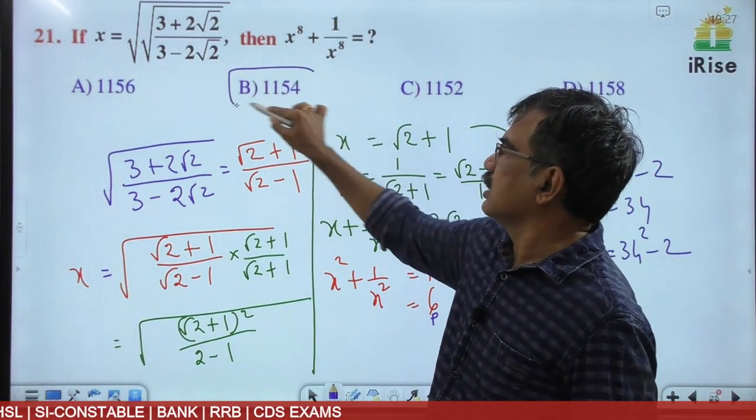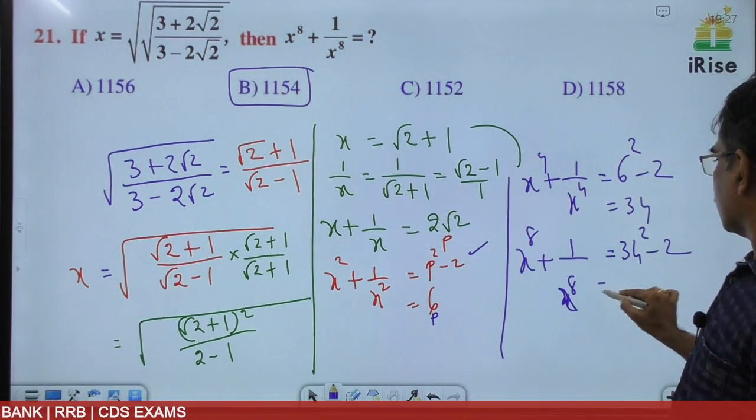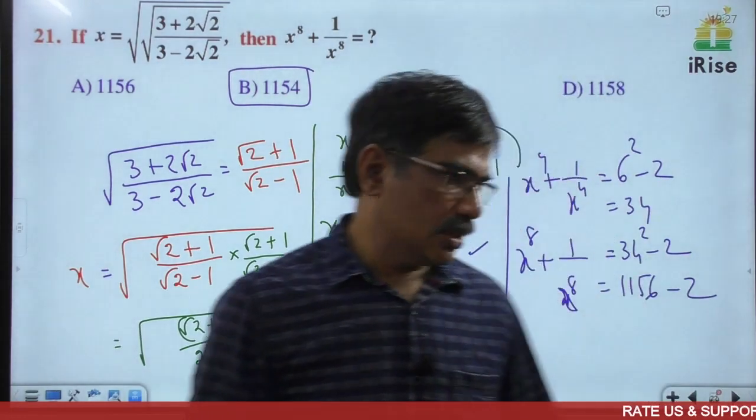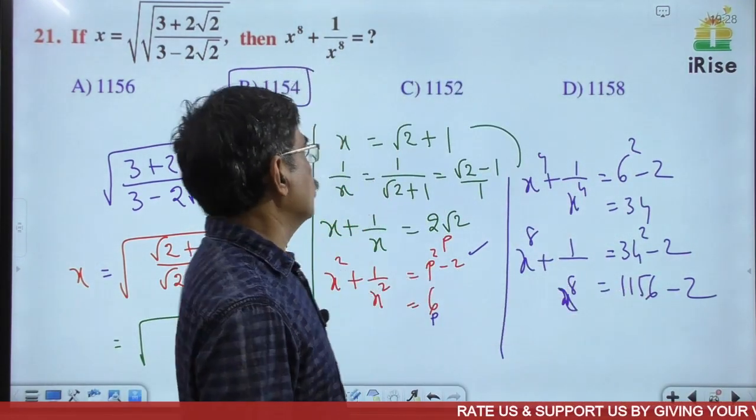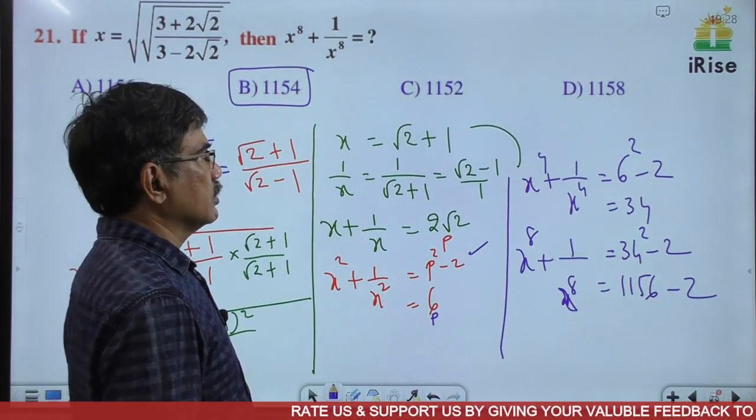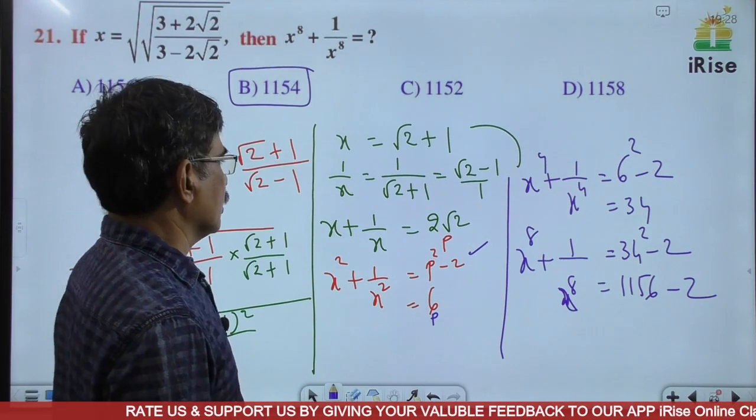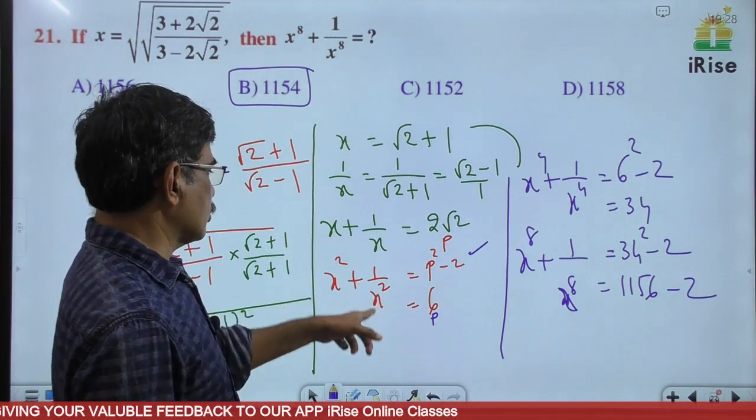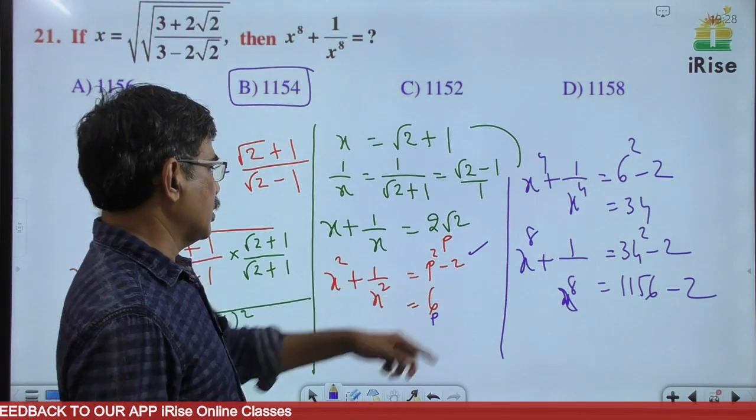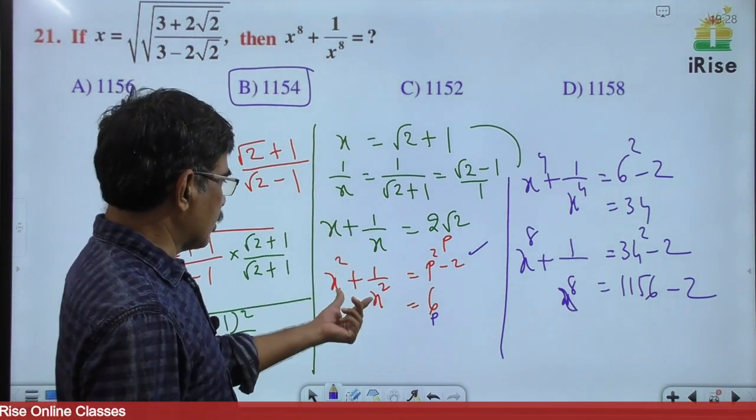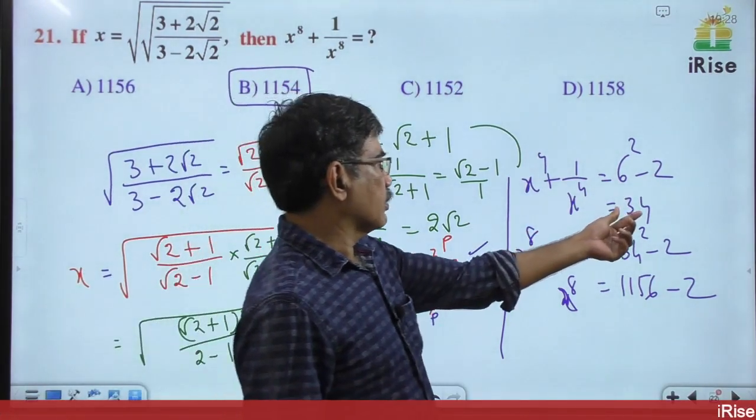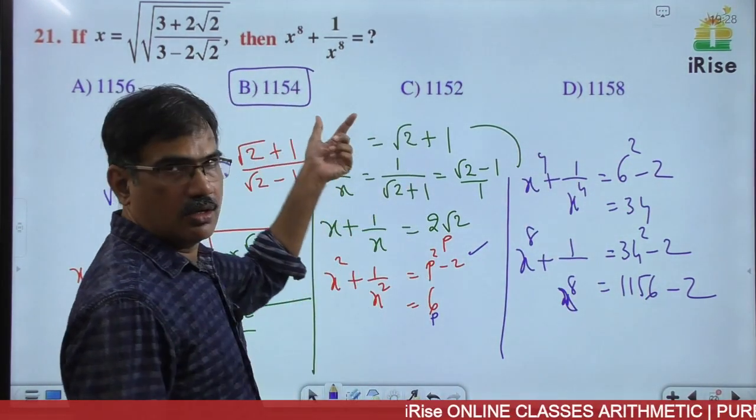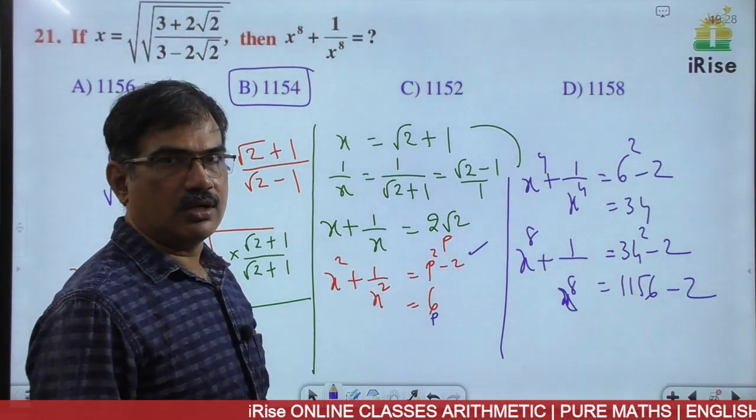So this is the answer. Or otherwise, 34 whole square is 1156, minus 2, 1154. This is about the question. Identities are also there. If x plus 1 by x is p, x square plus 1 by x square is p square minus 2. Again apply the same formula for this, we get 34. Again apply the same formula for this, we get the answer as 1154. Okay, next question.